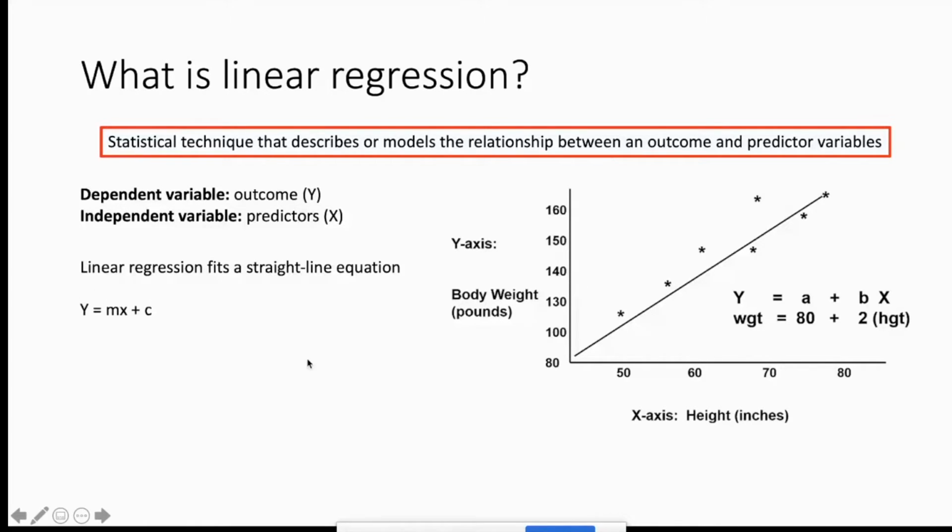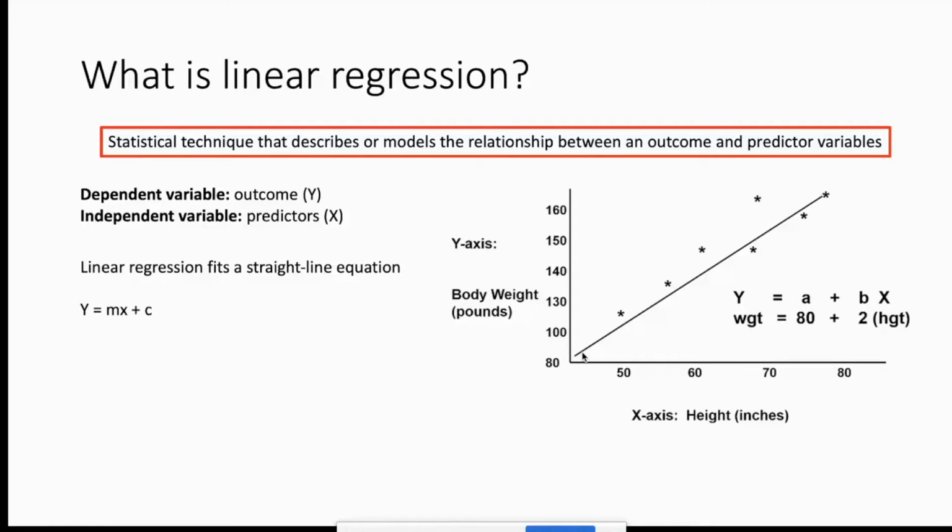And this is the equation we use. It's y equals mx plus c, where m is the slope. That's the pitch of the line, and that's created by the angle between the line and the x-axis. And then we also take into account the intercept, and that is where the line crosses the y-axis.